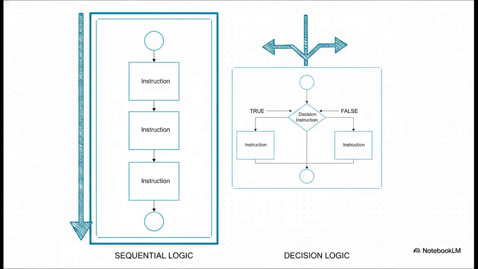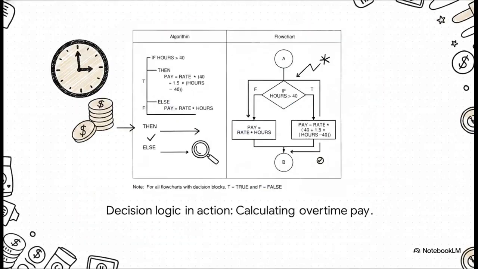Let's contrast those first two. First, we have the sequential logic structure. This is your straight line execution. Instruction 1, then instruction 2, then instruction 3. No detours, no variations. Then there's the decision logic structure. Here, you hit a condition, and the path physically splits. You're going to execute either one set of instructions or the other, based entirely on whether that condition is true or false. Here's that decision logic in action, calculating overtime pay using what we call an if-then-else instruction.